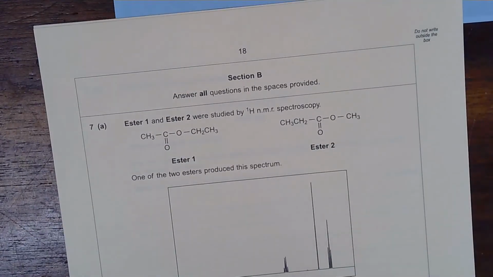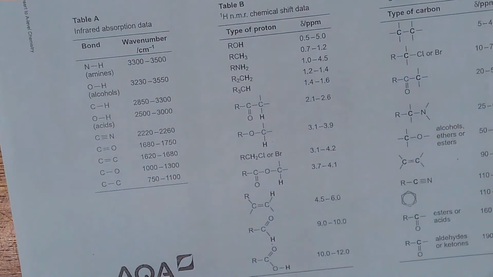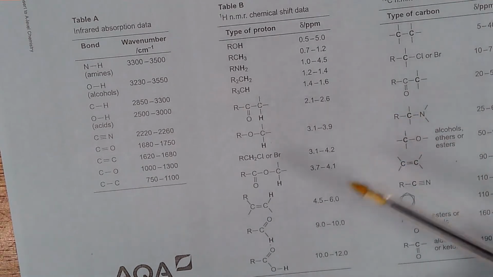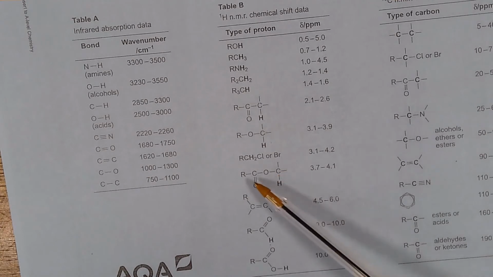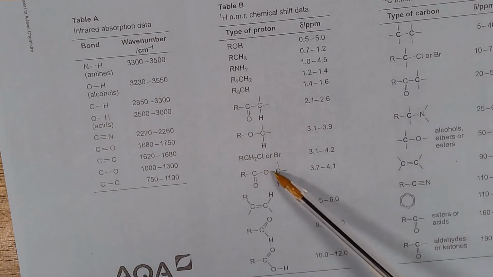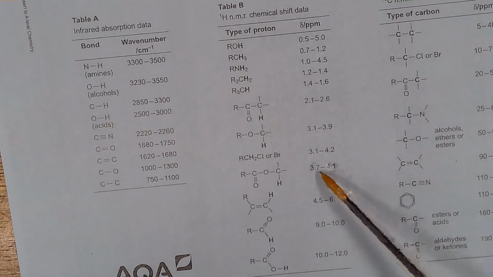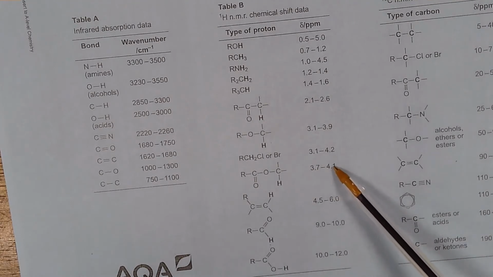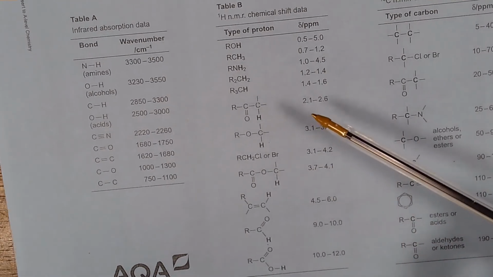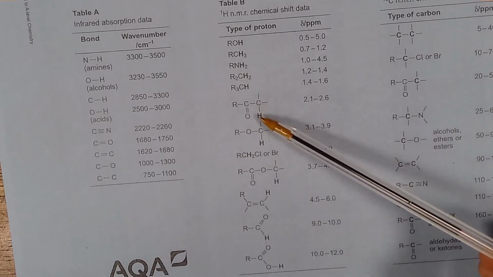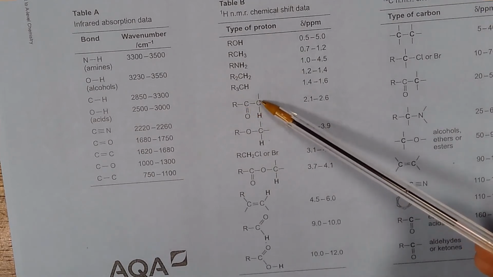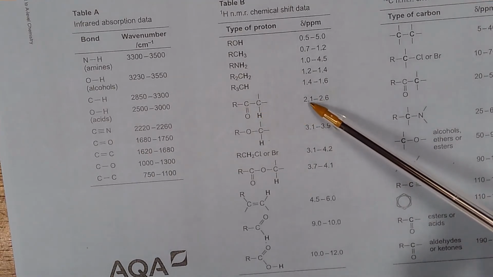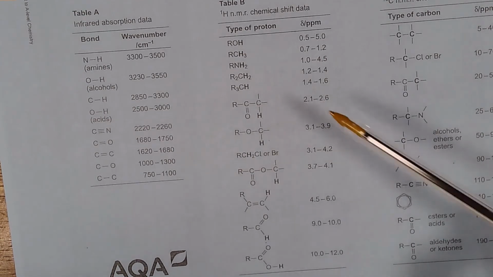So what we need to do is to look at the data sheet. The data sheet gives most of the answers here. On the data sheet, it is clear that if you have got a proton on a carbon, which is part of an ester that is attached to the oxygen through a single bond, you would get an absorption at 3.7 to 4.1. If, on the other hand, it was a carbon that is part of, if you like, the carboxylic acid part of the ester and is directly attached to the C double bond O, that proton will have an absorption at 2.1 to 2.6.